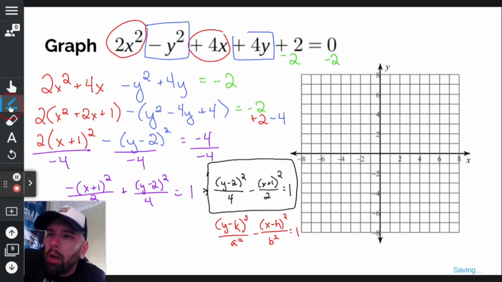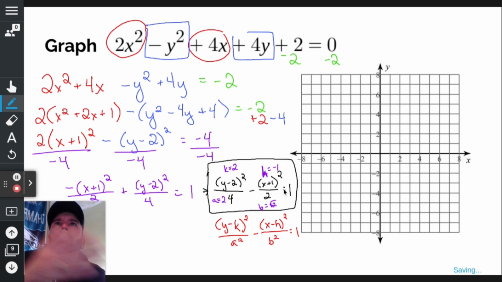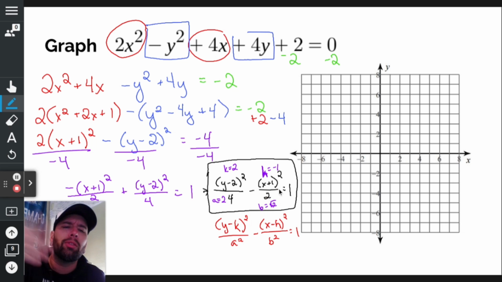Okay. Now, having written that out, this tells us that k is 2, h is negative 1. A squared is 4, so a is 2. B squared is 2, which means b is root 2, which is like 1.4-ish or something like that. Okay, so that's not going to be fun, but we'll be all right. Now we know this is a hyperbola.